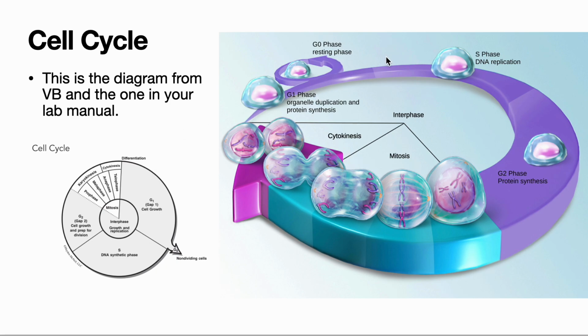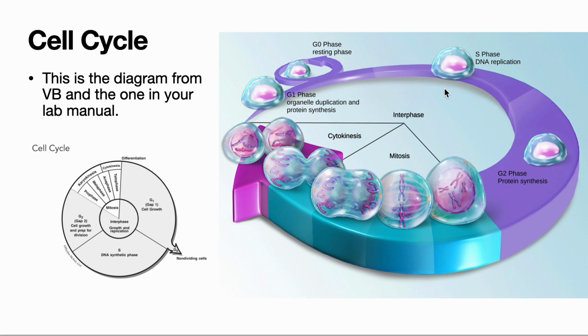And if we look here, we can see in our Visible Body model, they talk about G1 phase and how the cell is going to be growing and duplicating or increasing the number of organelles. It will be making lots of proteins. In other words, it's doing its job, whatever its job is. If this cell is destined to undergo mitosis, then it will shift into S phase. And S phase is where all of the DNA is replicated.